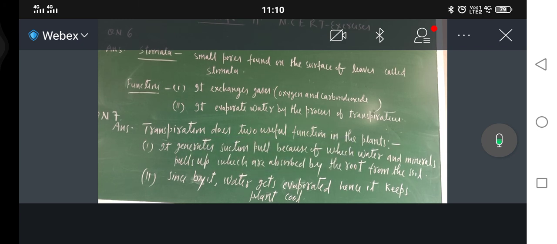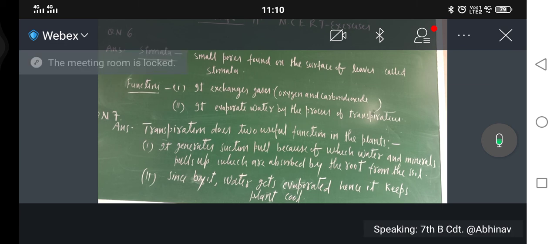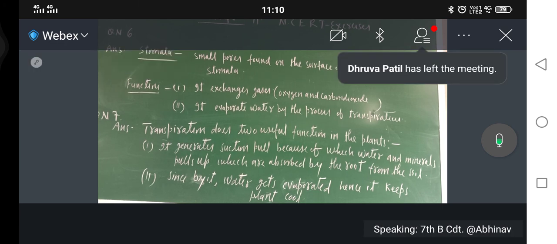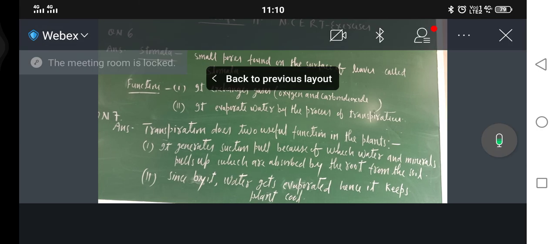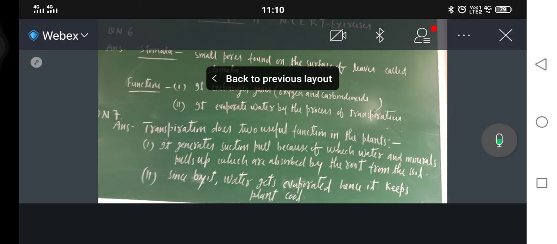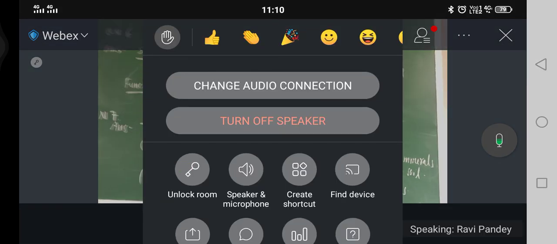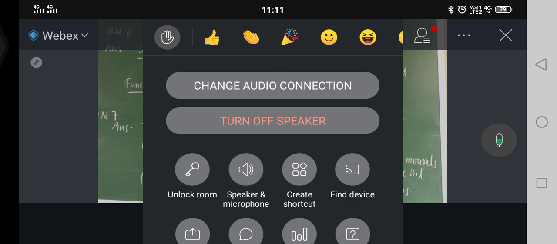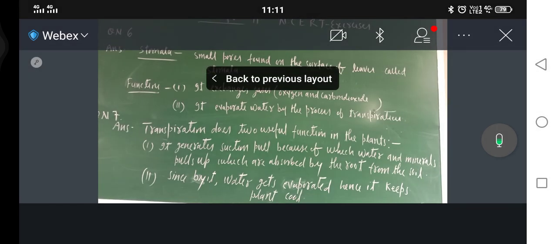Yes, sir. How will white blood cells help us fight against disease? Wherever an injury is there, white blood cells get accumulated. And if foreign particles like virus and bacteria are entering, they will fight with those virus and bacteria. That is why they are the bodyguard of our body.